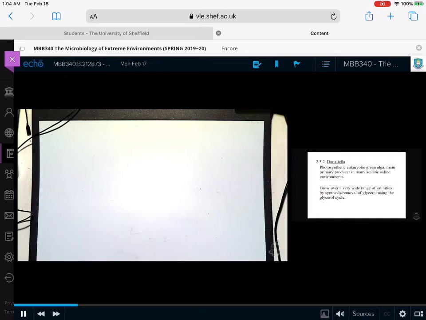And the key thing about Dunaliella that we discussed for all the undergraduate students in the first year lab is that you can actually grow Dunaliella over a range of salinities, measure the amount of glycerol inside the cell, and you get a lovely straight line effect. So as you double the amount of salt in the medium, you double the amount of glycerol. And we now know that Dunaliella produces glycerol using this glycerol cycle. This has been very well worked out now over a number of years.